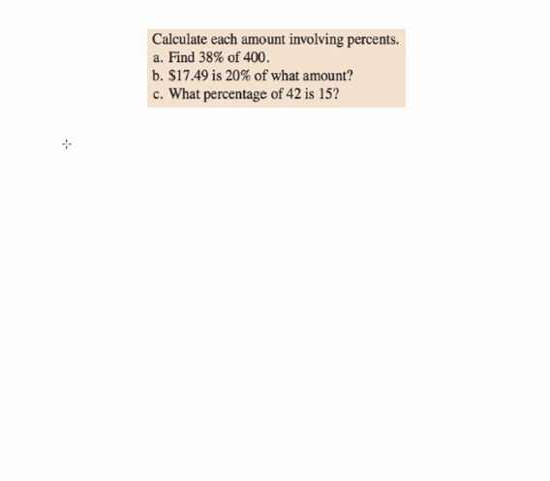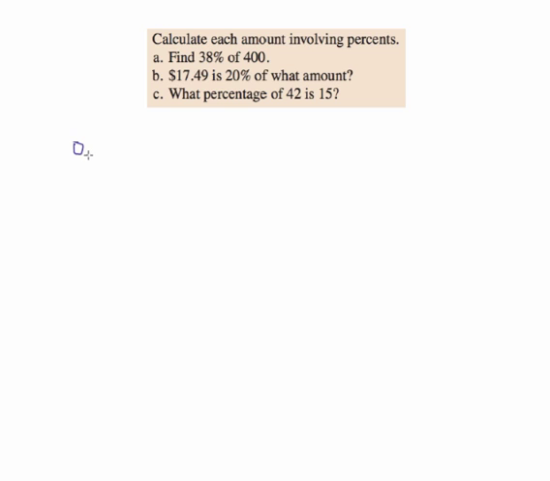A couple things to keep in mind. First, when we're doing computations with percents like 38%, we're going to want to write them in decimal or fractional notation. And also the word "of" almost always stands for times. So we can translate this as find 38% times 400.